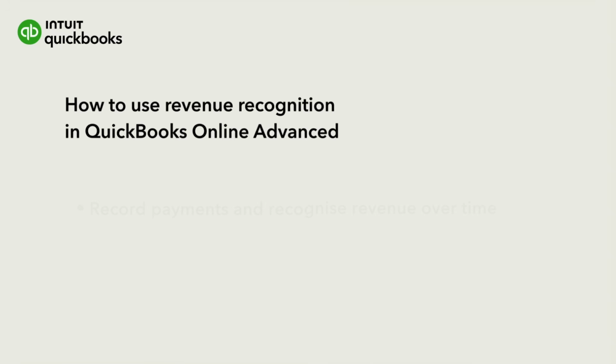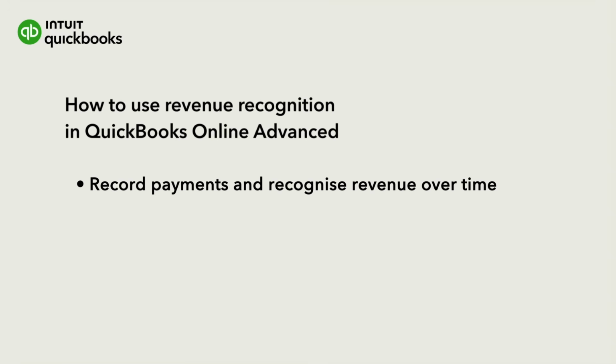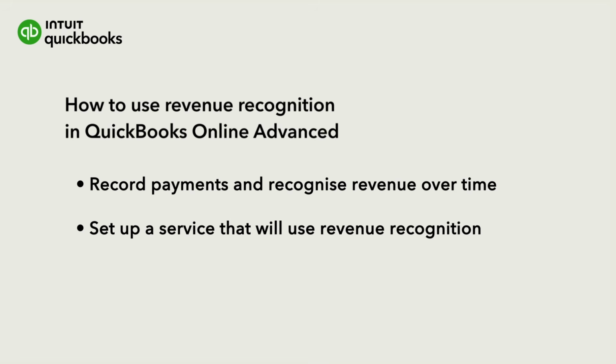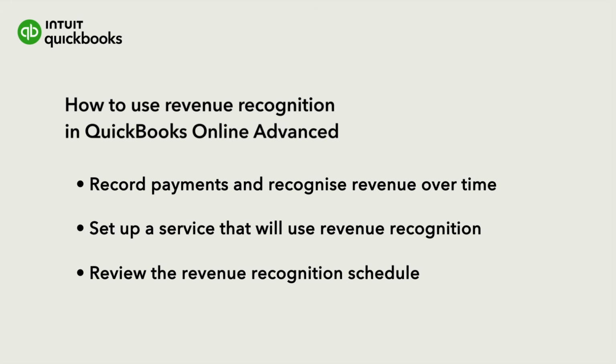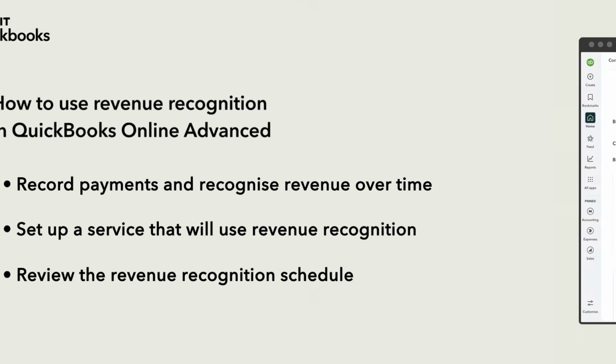With QuickBooks Online Advanced, you can record a payment from a customer for services you'll deliver in the future and then recognize the revenue over time. Let's go over how to set up a service you'll invoice once and recognize the revenue for each month or day. Then, invoice the customer for the service and review the revenue recognition schedule.